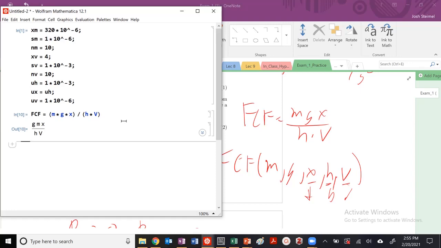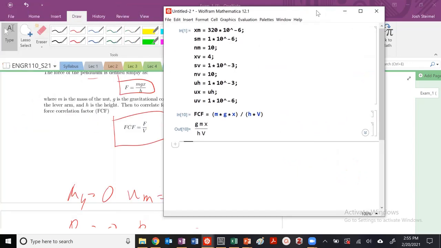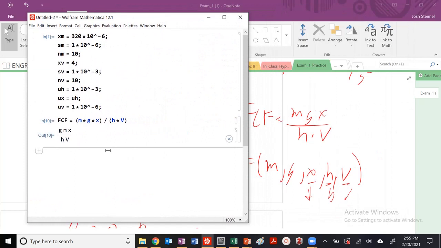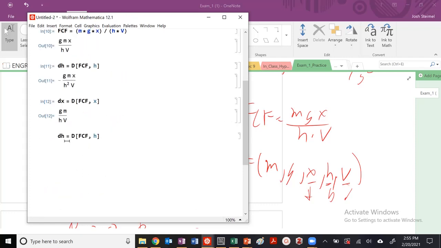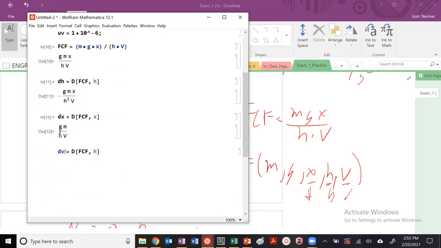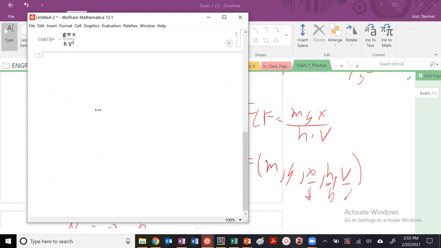So let's take the partial derivatives that I need. I know I'm going to have some uncertainty in h, x, and v. So I'm going to do dh, which is d FCF times the uncertainty in h. I'm going to do the same thing with respect to x. Then I'm going to do this with respect to v, which is the uncertainty in the volts. So there we go.